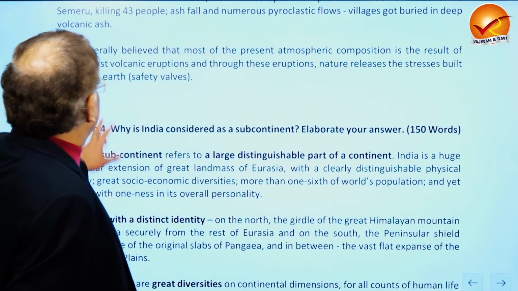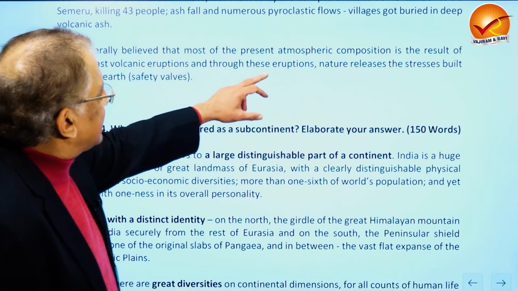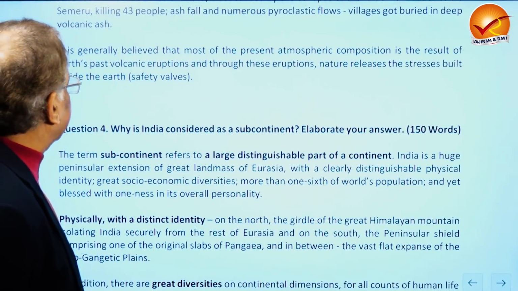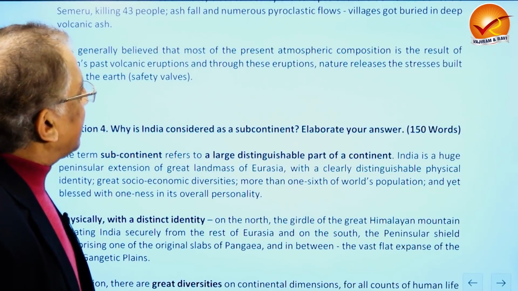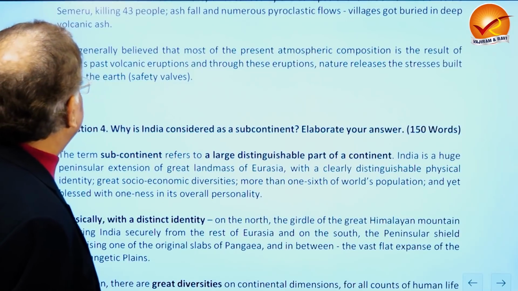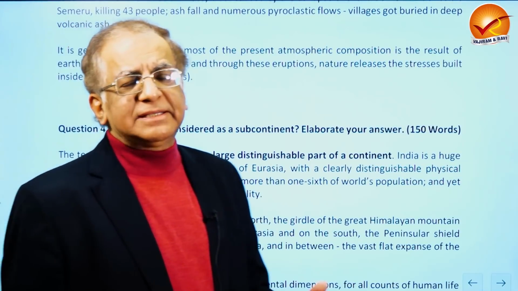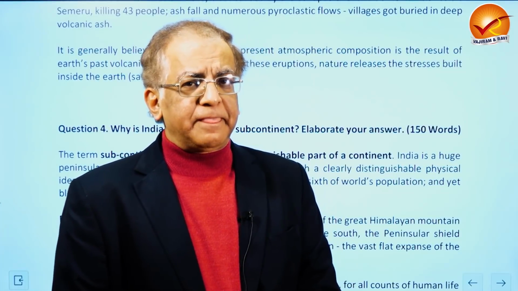as such. So I write, it is generally believed that most of the present atmospheric composition is a result of Earth's past volcanic eruptions, and through these eruptions nature releases the stresses built inside the earth, and it means the volcanic eruption is acting like a safety valve.